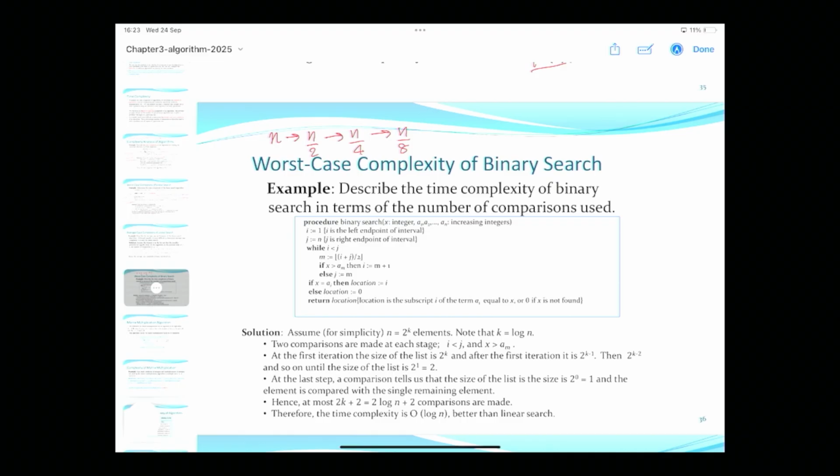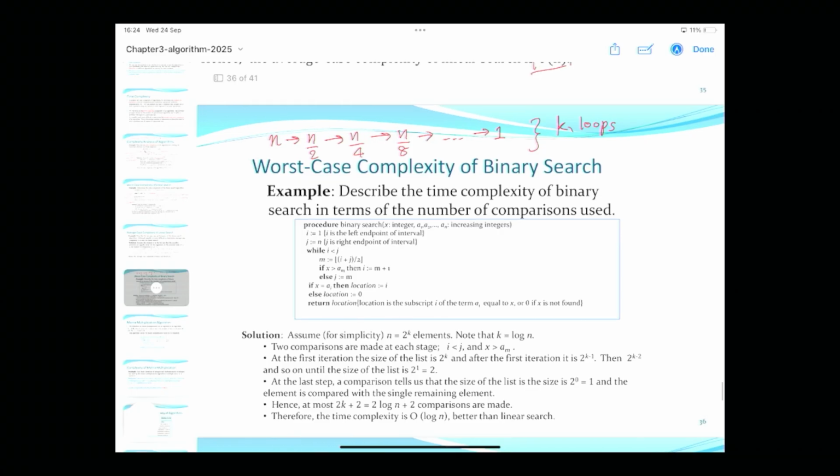Divided into half, half, half again and again, right? Until only one element is left in the list. So the number of times we get into the loop here would be equal to k, k loops. What is that k? K is equal to log n.